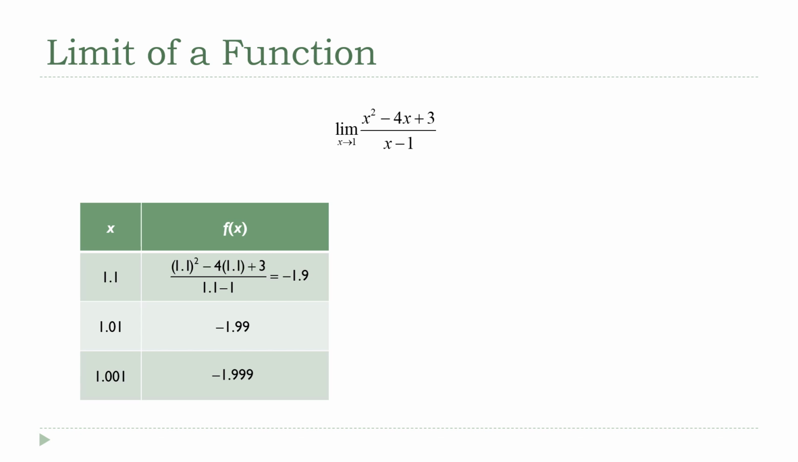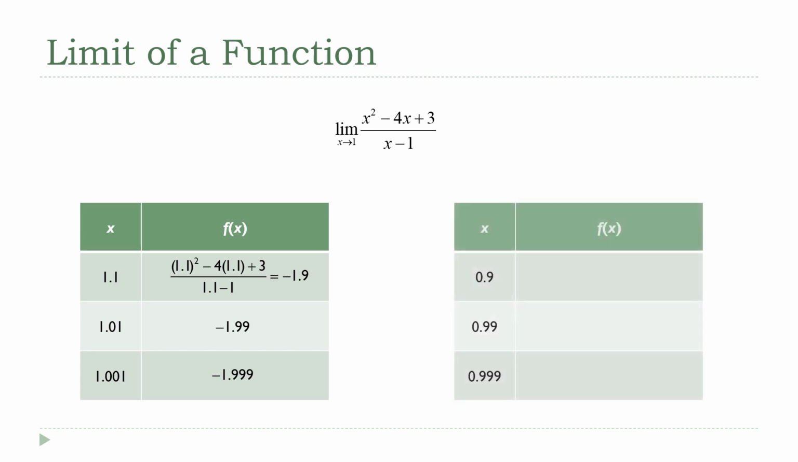Negative 1.9 is close to negative 2. Negative 1.99 is even closer. Negative 1.999 is closer still. All right, now let's look at the other side. Suppose I pick some x values that are slightly smaller than x equals 1, like 0.9, 0.99, and so on. If I put those into the function, I get these numbers: negative 2.1, negative 2.01, negative 2.001. Again, they're getting steadily closer to negative 2 on both sides.